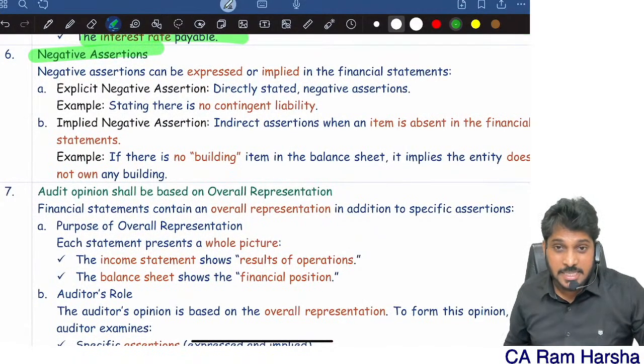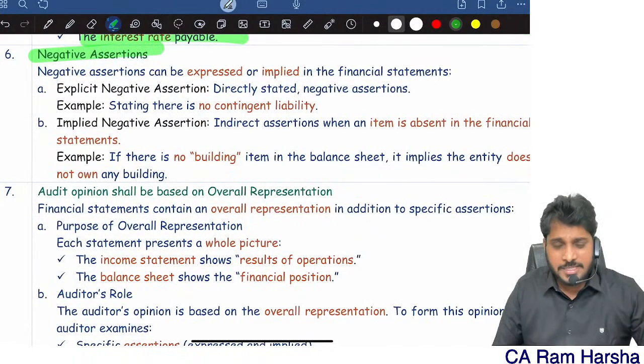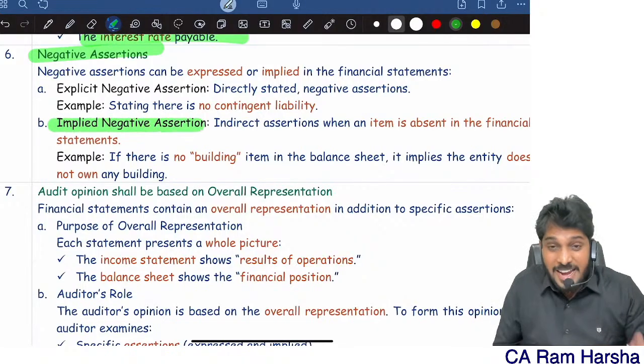Negative. Sometimes assertions are negative in nature. Negative means what? For example, an implied negative assertion, I'll tell you.